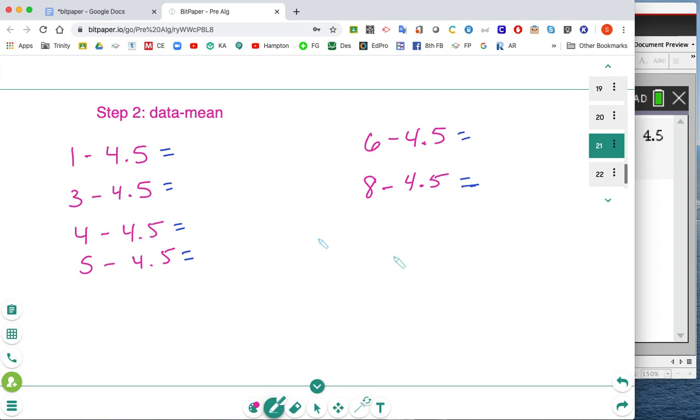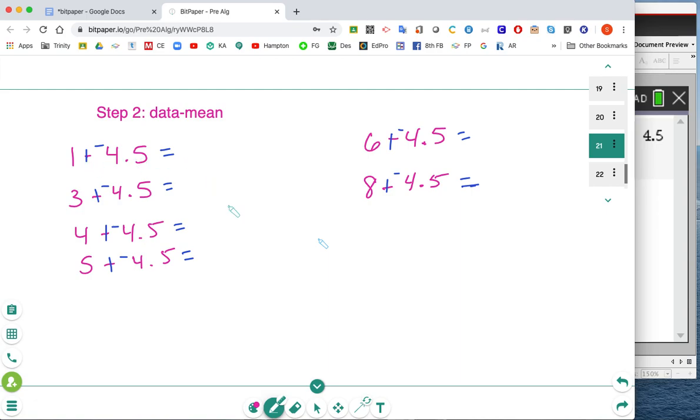All right, now let's go to step 2. Step 2 is we're going to take our data and subtract the mean. You'll notice that I took our data 1, 3, 4, 5, 6, 8, and I'm subtracting the mean. So we're going to do what we always do: add a line and change the sign, for each one.